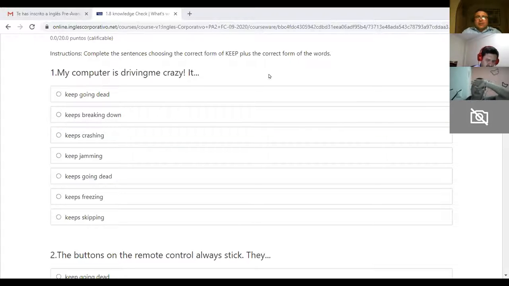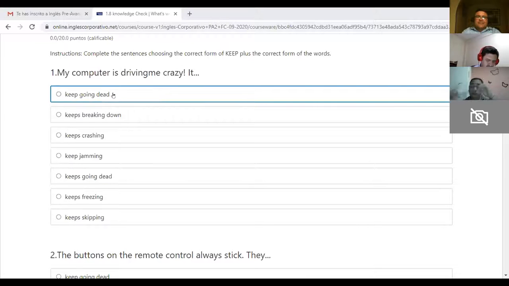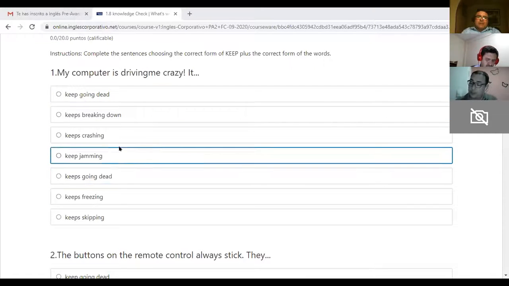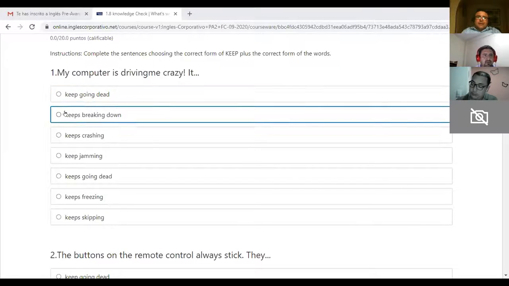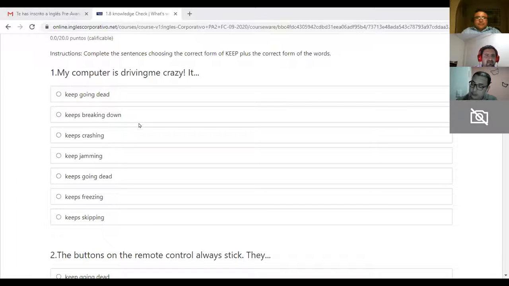So look at the first one. My computer is driving me crazy. So what would be the correct form here? Keeps breaking down as well. Okay, yes, there are different options. My question is the following. When you use the personal pronoun it, you need to include S to the verb because it's the third person singular.